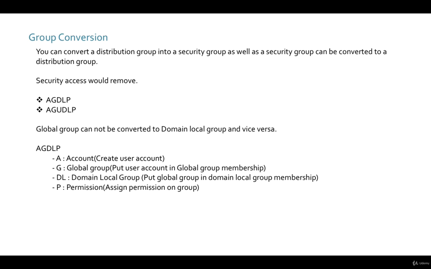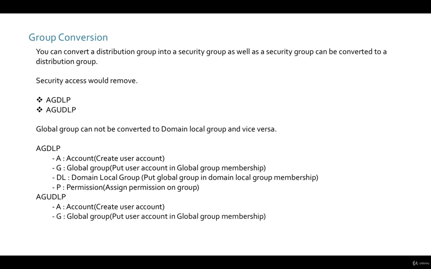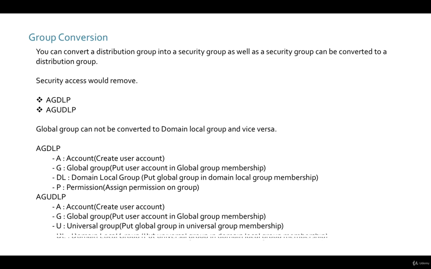Now, the HUDLP group strategy. In this strategy, the same thing, you need to create a user account, then create a global group and put that user in this global group, and create a universal group, and in this universal group assign the global group as its member. Then create the domain local group and put that universal group in the domain local group membership. After that, you can assign the security permissions to this domain local group.